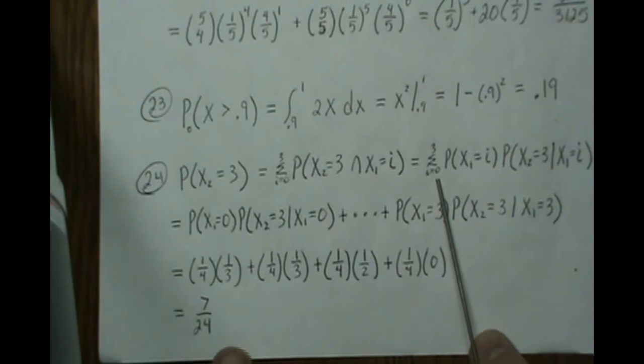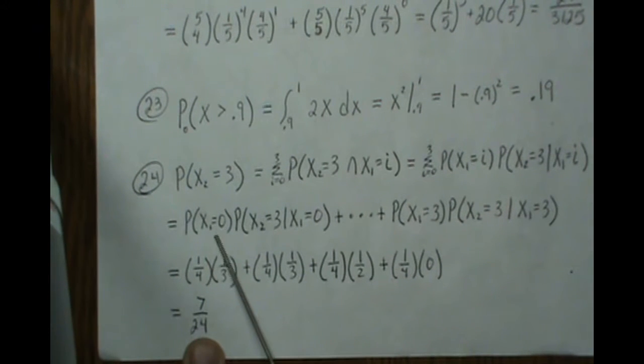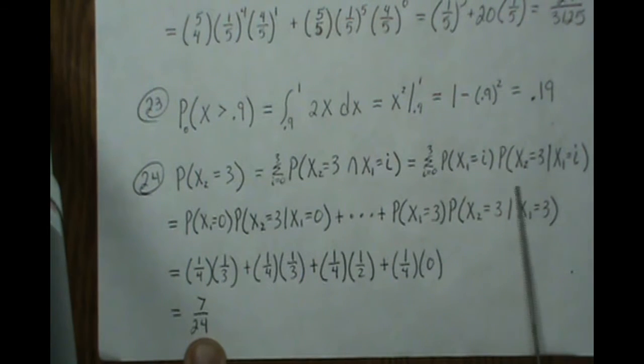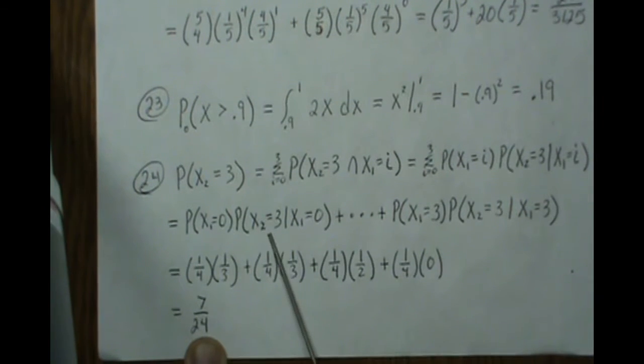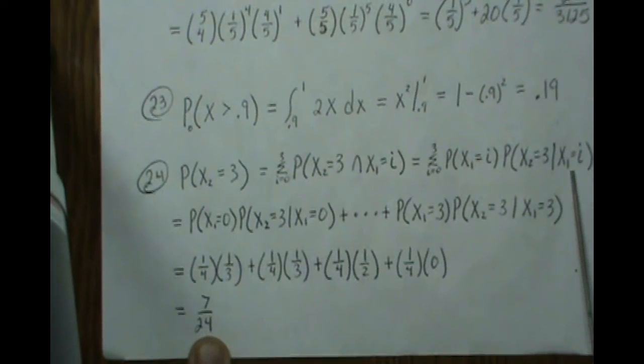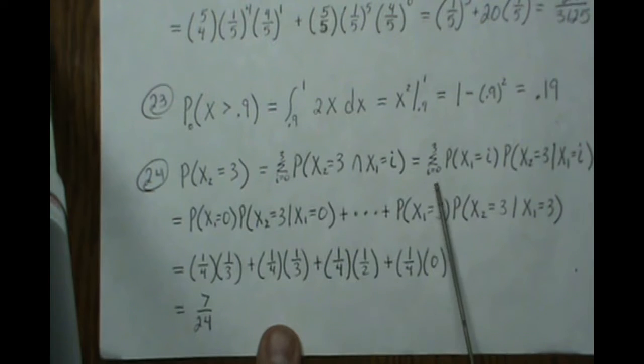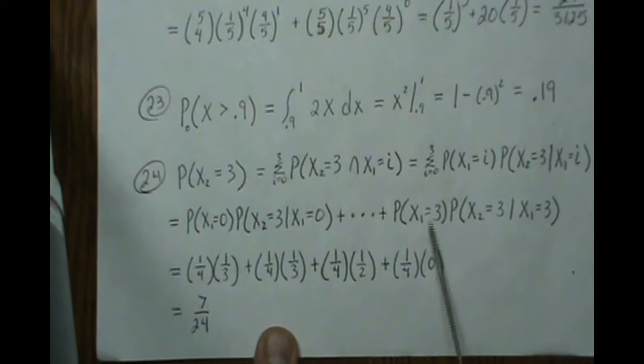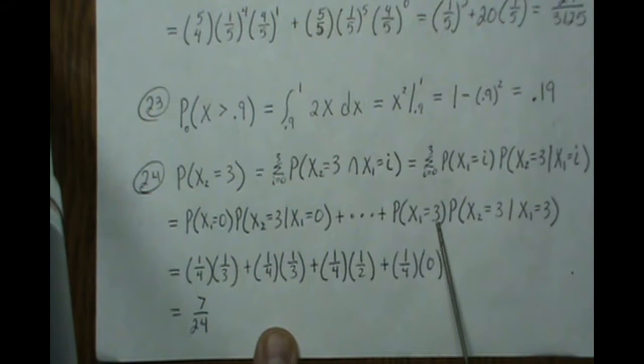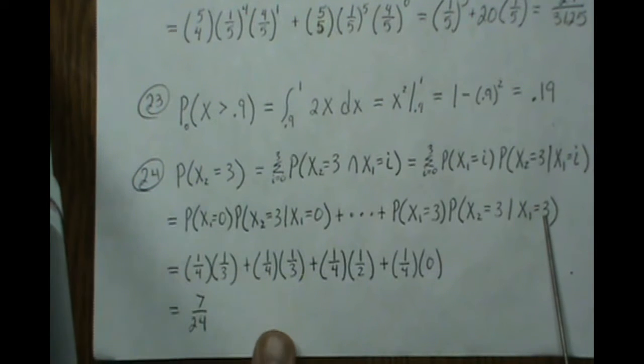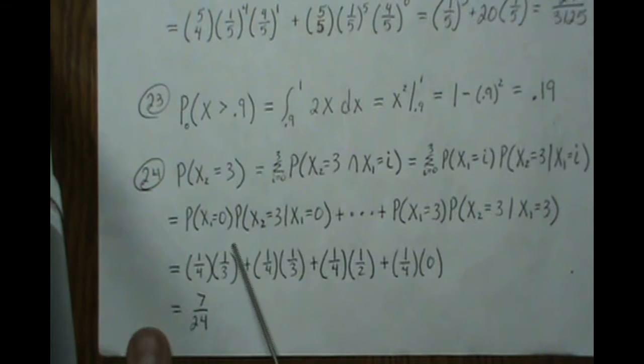We let I equal 0. So we get the probability the first draw is a 0 times the probability the second draw is a 3, given that the first draw is a 0. And we do that for each of these. And so the last one is a 3. So we put in a 3 here and here. And now the problem becomes easy.